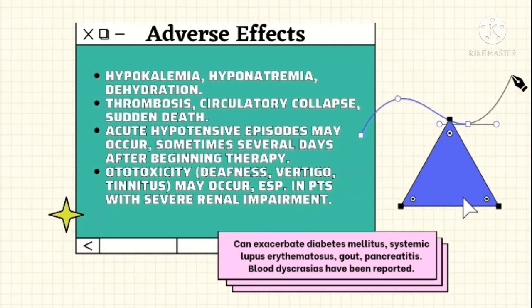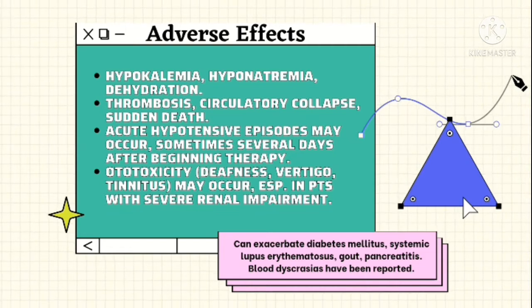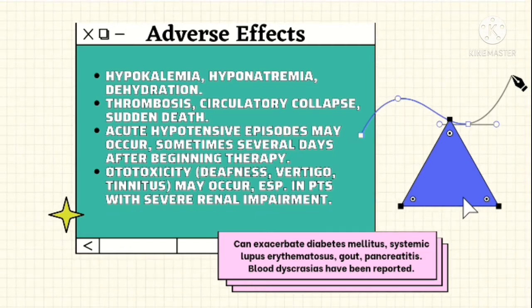Some of the adverse effects of the drug are hypokalemia, hyponatremia, and dehydration, because vigorous diuresis may lead to profound water loss depletion. Sudden volume depletion may also result in increased risk of thrombosis, circulatory collapse, and sudden death. Acute hypotensive episodes may occur sometimes several days after beginning the therapy. Ototoxicity, deafness, vertigo, and tinnitus may occur especially in patients with severe renal impairment.